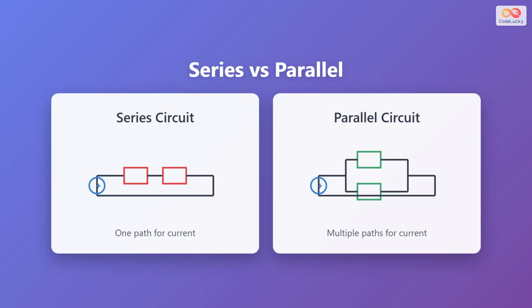Let's compare series and parallel circuits. In a series circuit, components are connected one after another in a single path. Current has only one route to follow. In contrast, a parallel circuit has components connected across common points, creating multiple paths for current. This branching structure is what makes parallel circuits so useful in practical applications.